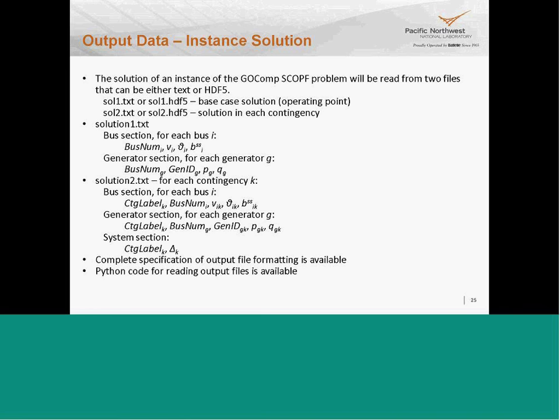One last thing to note about solution 2 is it's ordered first by contingencies, so that in theory, if you like, you can process one contingency at a time, and you don't really have to be writing all contingencies all at once. This may be helpful for some teams. Again, a complete specification of these formats will be available, and also Python code for reading the output file. So we will be needing to read your output files, and we'll provide code so that you can see exactly what we're doing with that.